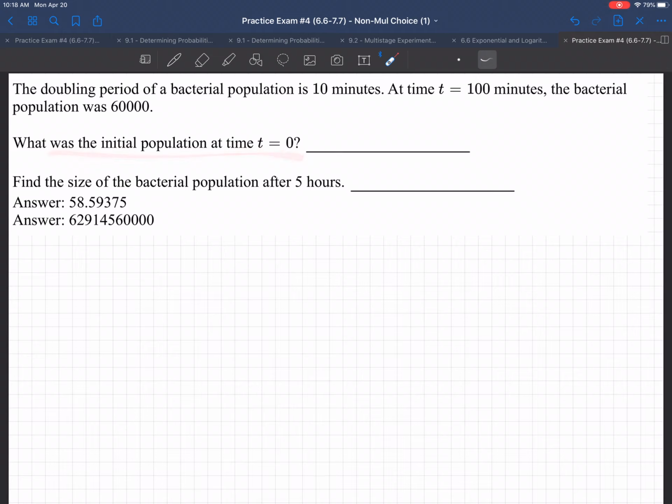What was the initial population at time 0? And find the size of the bacterial population after 5 hours. Okay, so this is doubling.